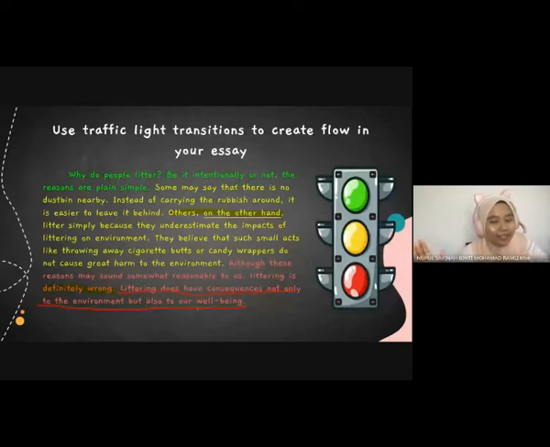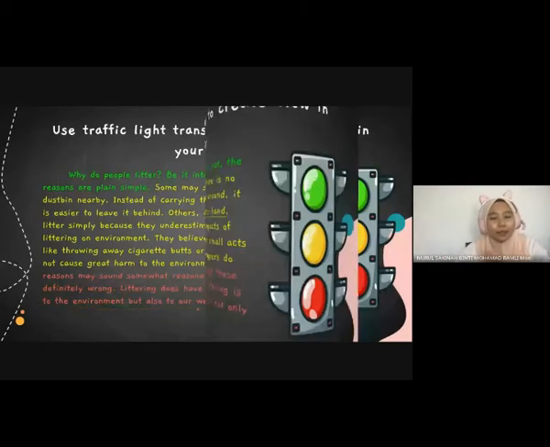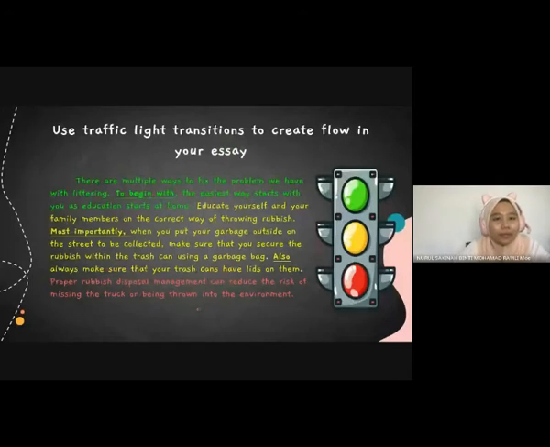So the reader, now the reader is waiting. What are you going to tell about in relation to the environment and also well-being tu tadi? Okay. Ini baru kita masuk next paragraph. Next paragraph. Can anyone read? Raise hand please.